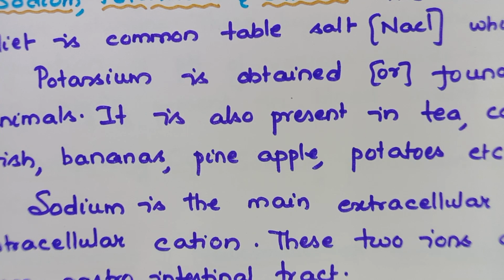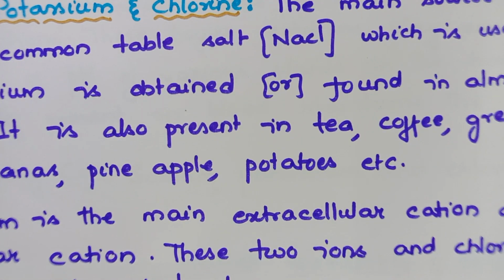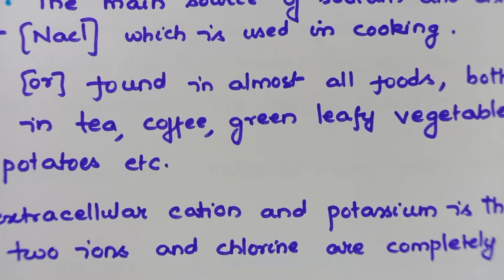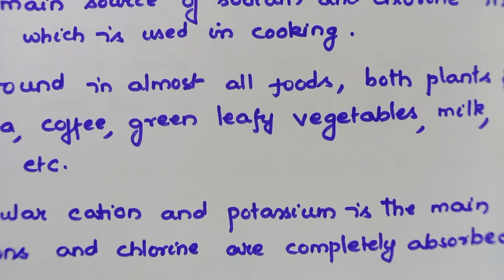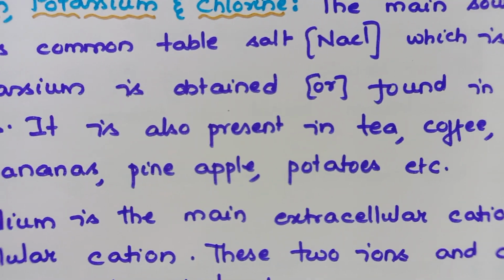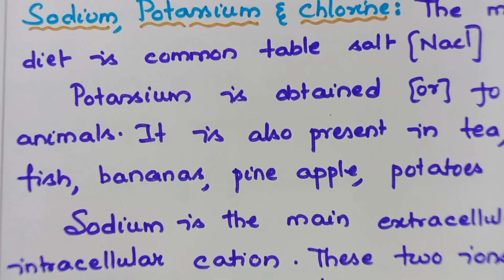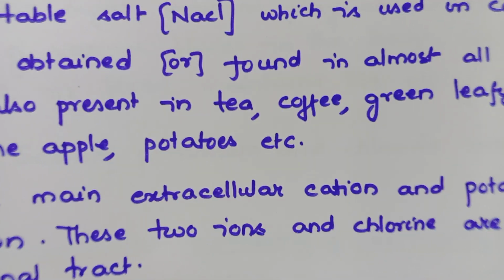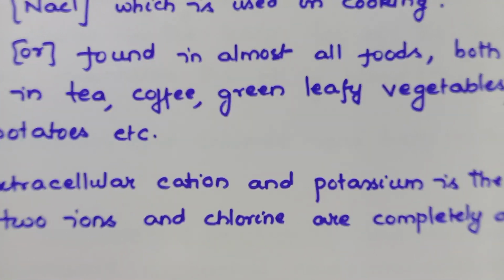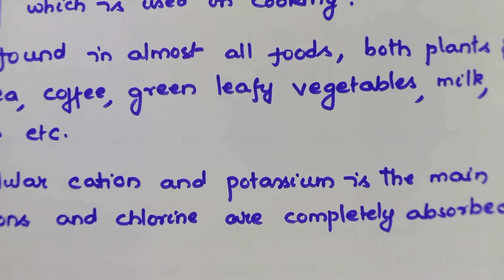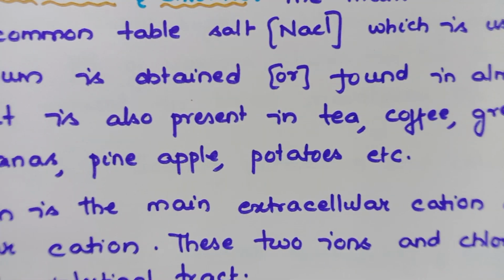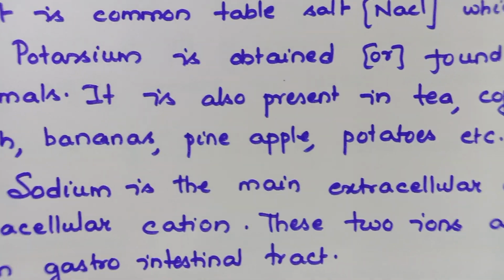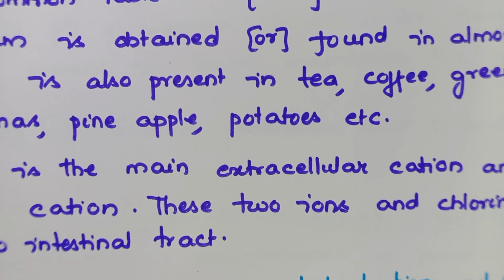Potassium is found in almost all foods, both plants and animals. It is also present in tea, coffee, green leafy vegetables, milk, fish, bananas, pineapple, potatoes, etc.